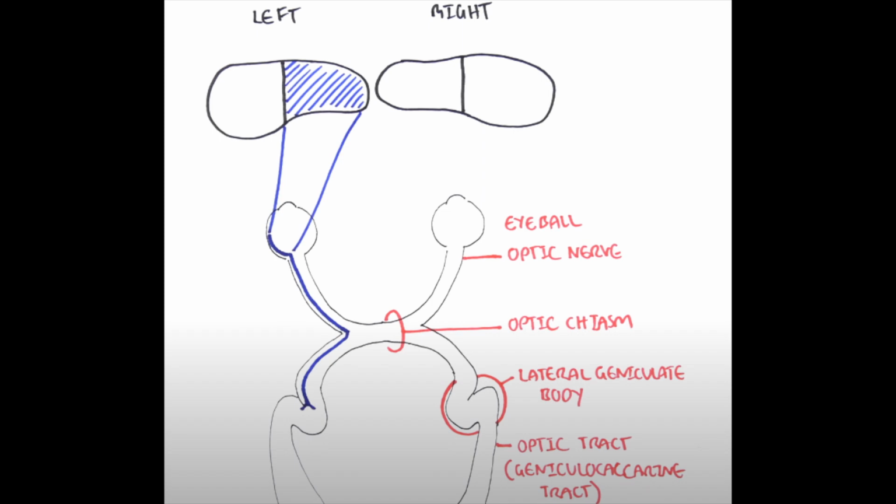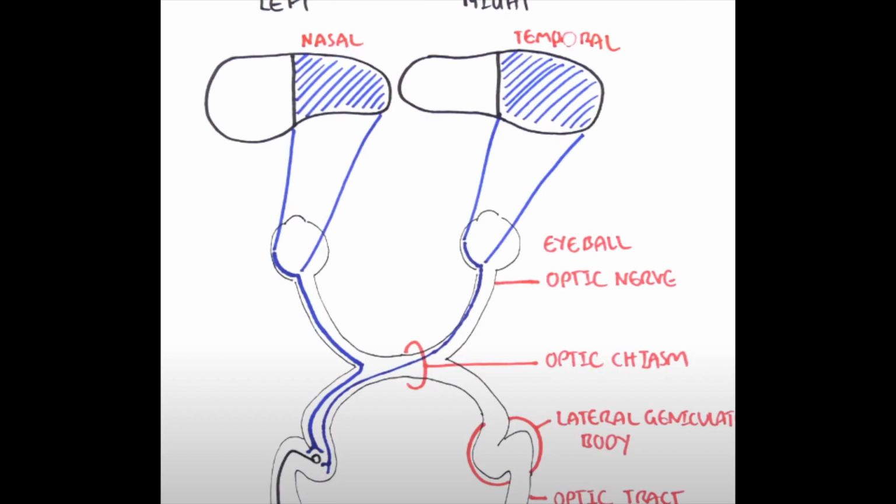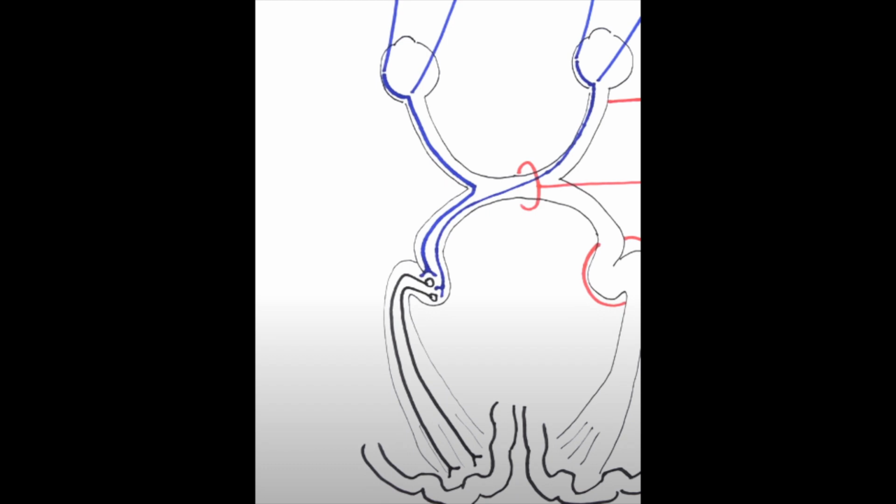The blue nerve on the left side will pick up the left nasal field and will carry this visual information to the lateral geniculate body, where it will synapse with another nerve, which will carry the information to the occipital lobe. The blue nerve on the right eyeball will capture images from the right temporal field and will carry this information down the optic nerve and will cross over at the optic chiasm and synapse with the neurons of the left lateral geniculate body. The nerves will then carry the information to the occipital lobe.